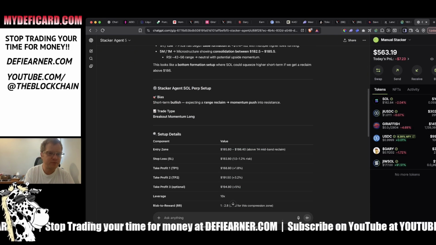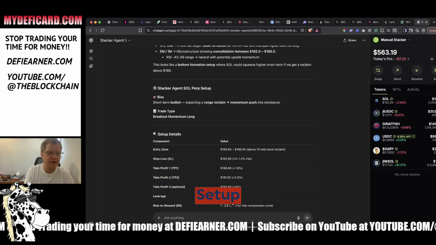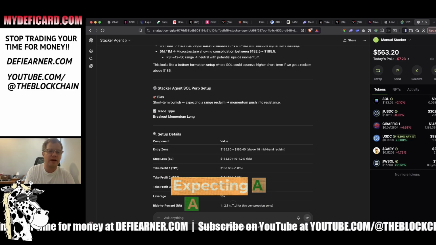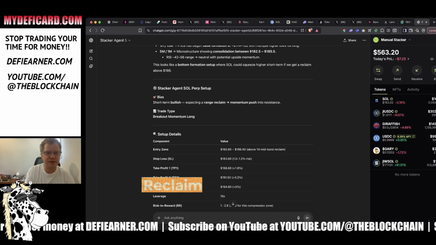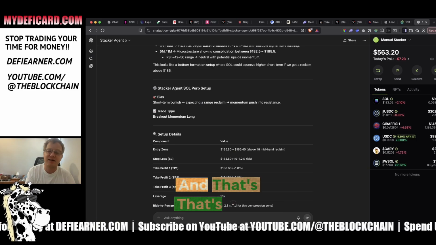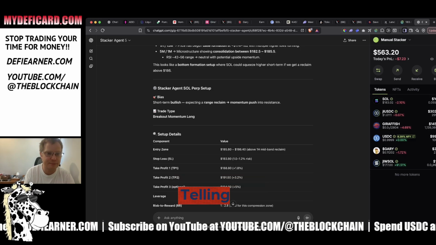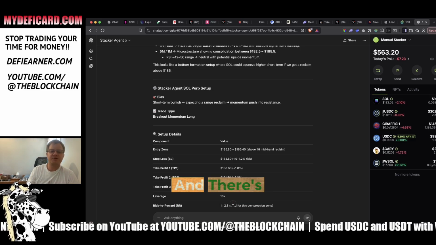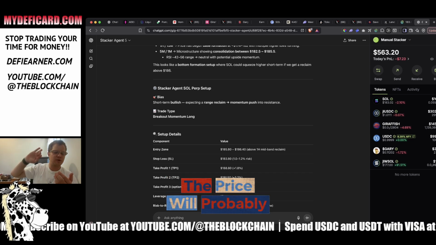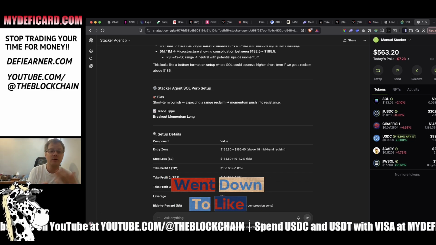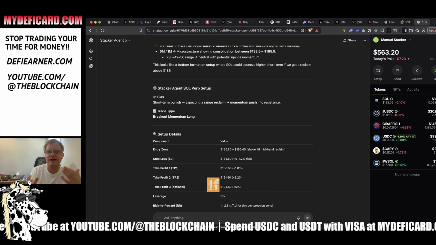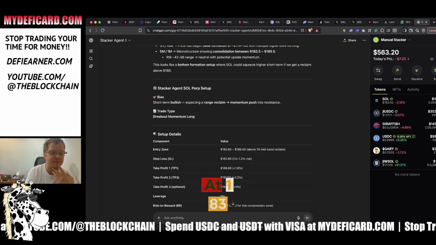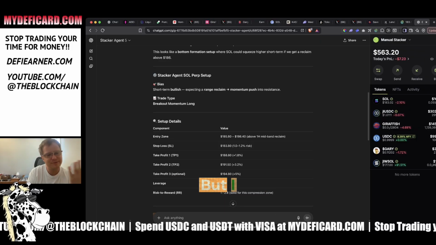So okay, Stacker Agent Sol perp setup: short term bullish, expecting a range reclaim, momentum push into resistance. And that's kind of what I was seeing from what it was telling me, that it's getting to an oversold part and there's going to be a breakout, which means the price will probably go up. Even last night, it went down to like 175 while I was asleep. If I had an order in, it would be well in profit right now at 183. Pretty good profit actually, but I went to sleep.